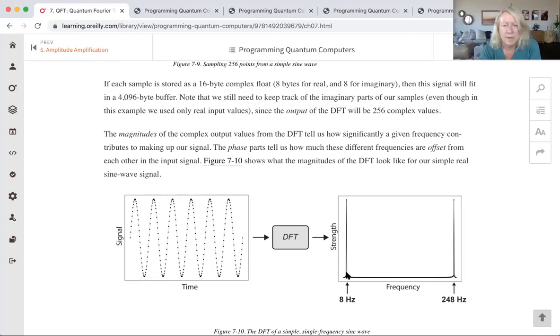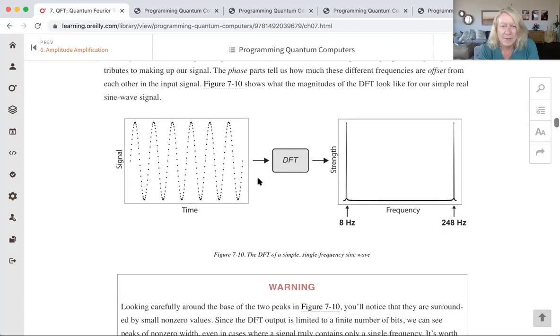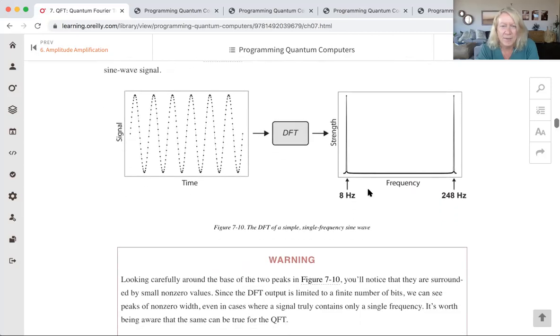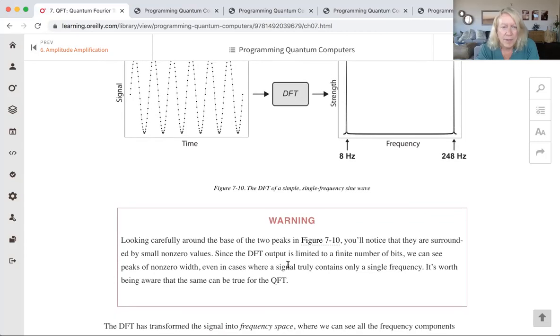And this is what Jeremy was talking about, and then Matt was drawing the actual wave itself. The magnitudes of the complex output tell us how significantly each frequency contributes, and that was the nice audio boop, boop that Jeremy added. The phase tells us how much these different frequencies are offset, and shows us what the magnitudes look like. And then it shows the measurement in hertz there. And then it gives a warning.